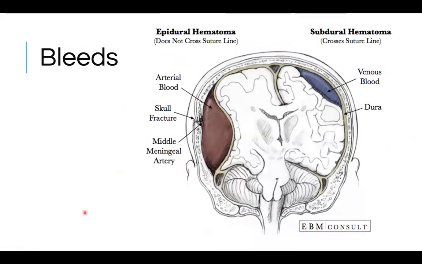So we'll move on to looking at some pathology. So we'll start with bleeds. So we can see here, this is an epidural or extradural hematoma. It's red because it's generally caused by an arterial bleed and generally due to a skull fracture, which penetrates the middle meningeal artery. And then we see the subdural hematoma, which is able to cross suture lines. It's venous, so slower growing.